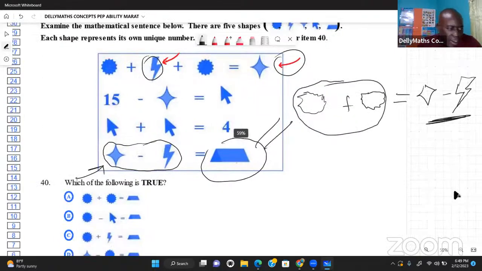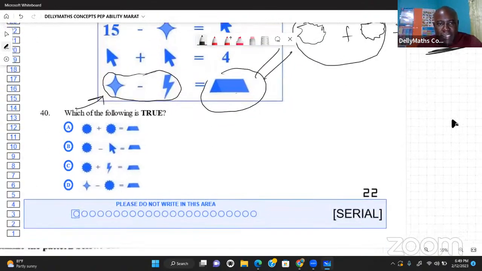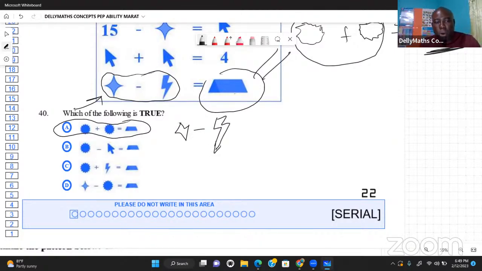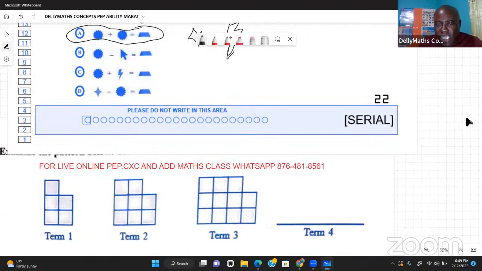So then we're seeing here that A is the answer. A prism is equal to 2 sun, right? Both of them are actually a star subtract a lightning. That's what both of them are. Both of them are equal to a star minus a lightning. So the answer is A at number 40. Don't let it trick you.